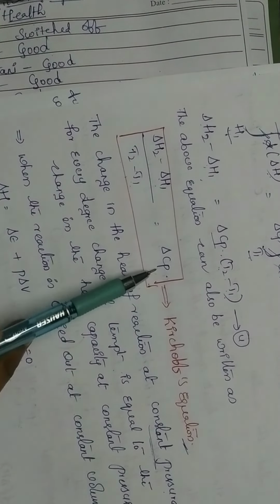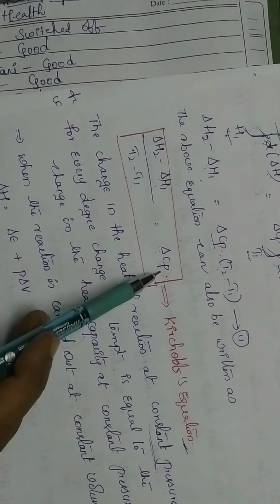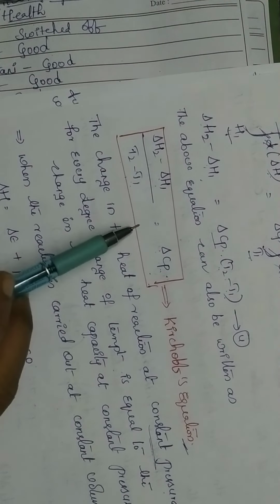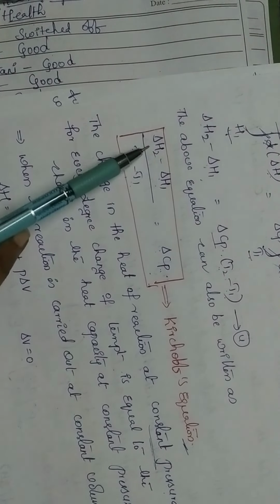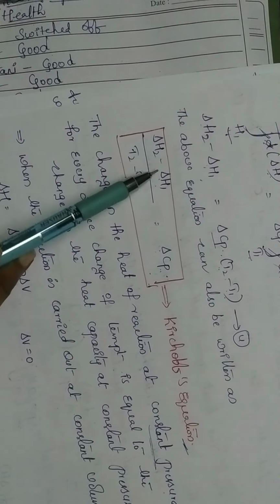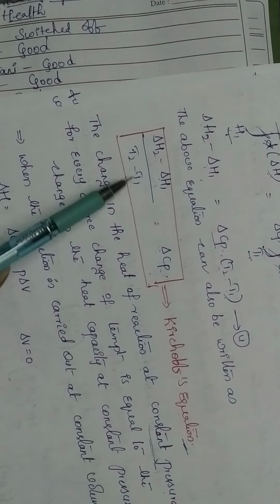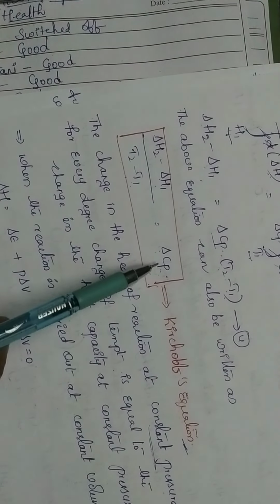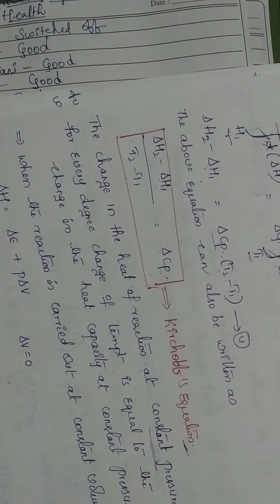Delta indicates the change. Cp is nothing but heat capacity, and P indicates constant pressure. So I am repeating the total definition: the change in the heat of a reaction at constant pressure for every degree change of temperature is equal to the change in heat capacity at constant pressure, and this is called Kirchhoff's equation.